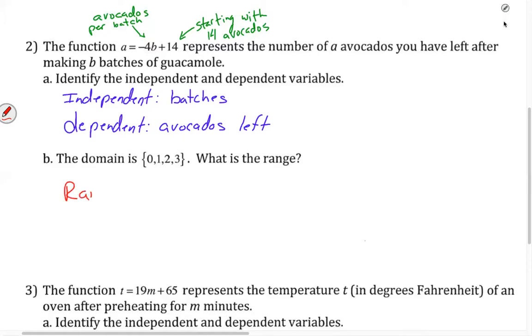So my range here, okay, how many avocados do I start with, Maddie? How many do I start with? 14. And if I make 1 batch, how many is left? So take 4 away. 10. It's okay, I know we're all tired. 10, right? Then what, Chucky? Followed by, and I have to stop there because I can't make that half a batch.